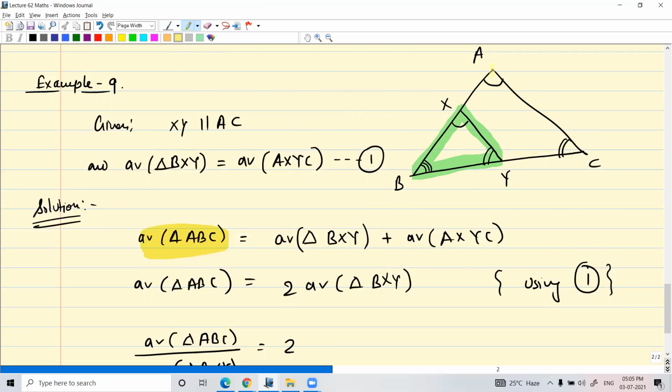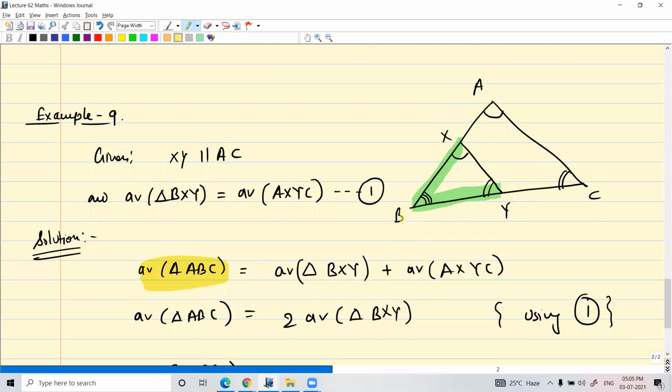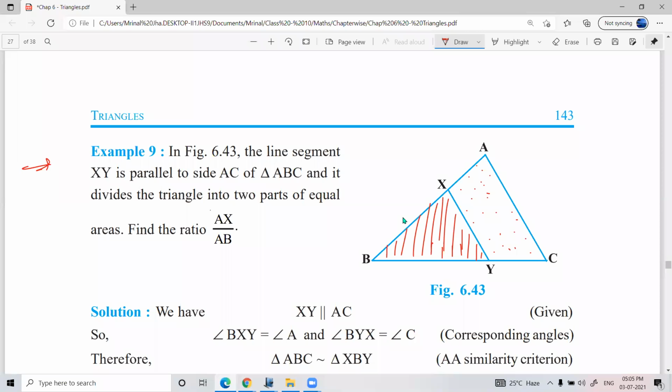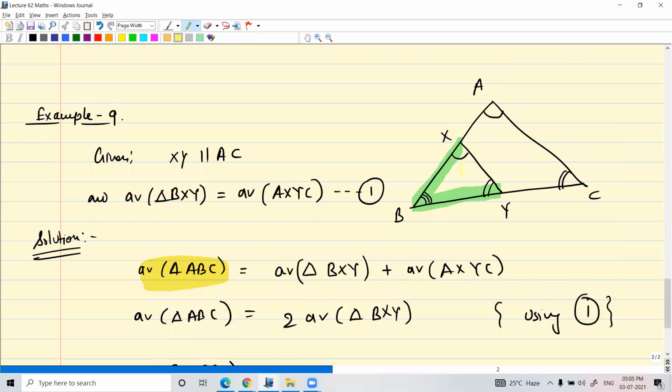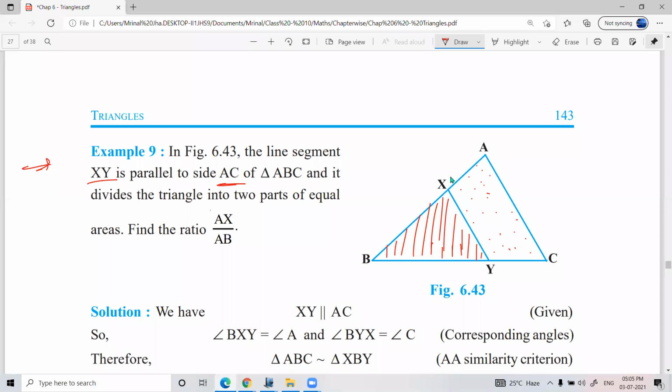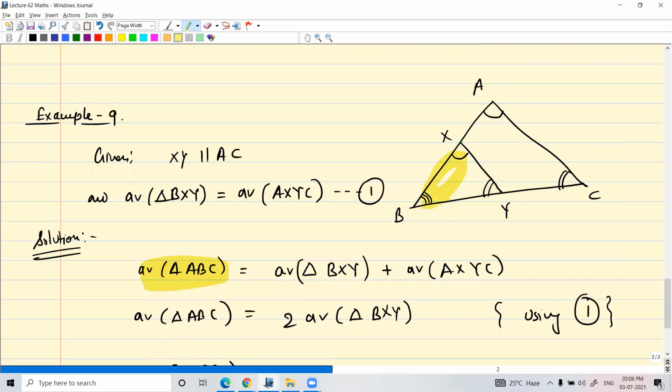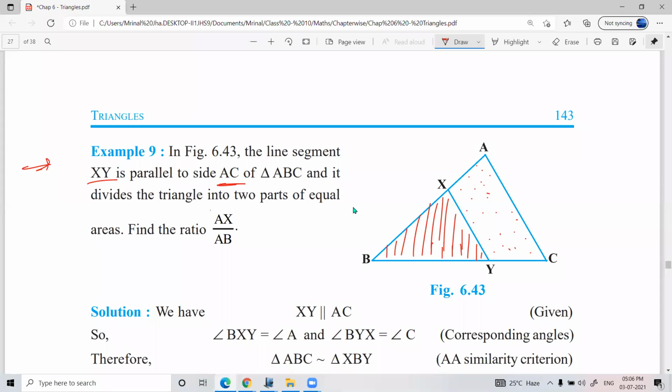Sir, can you explain from the first? See, first of all, has everyone read the question? What are they asking us to do here? They are saying that XY is parallel to AC. So this line XY is parallel to AC. And they are also saying that the area of this triangle BXY and the area of this quadrilateral are the same, because XY divides this area into equal parts. That's what it says, no? It divides the triangle into two parts of equal areas.